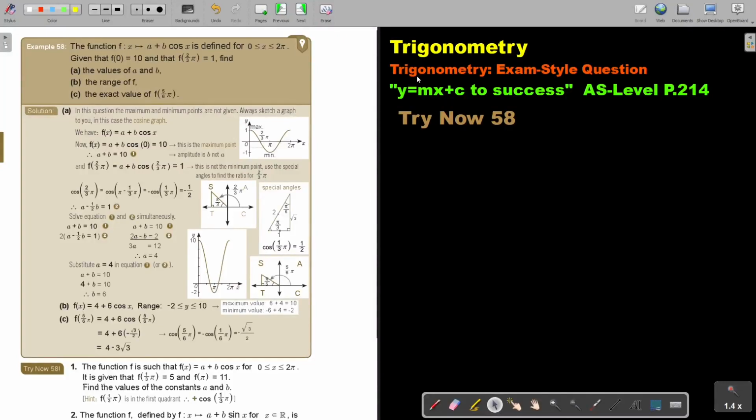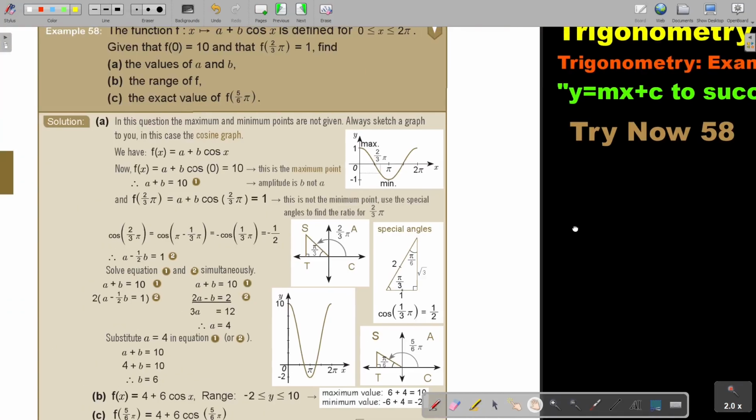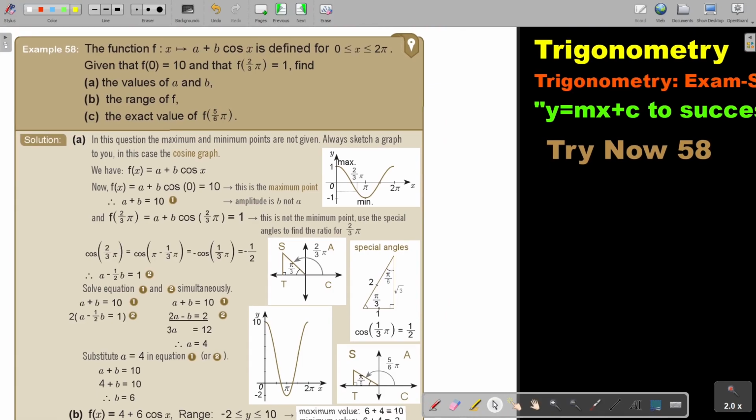In this video, we will look at trigonometry, an exam style question. You will find this on page 214 in the Namibia AS-Level Mathematics textbook, Y equals mx plus c to success. Let's look at this example. It's quite challenging, but it's combining a lot of things in the chapter. Excellent question, especially for examination.